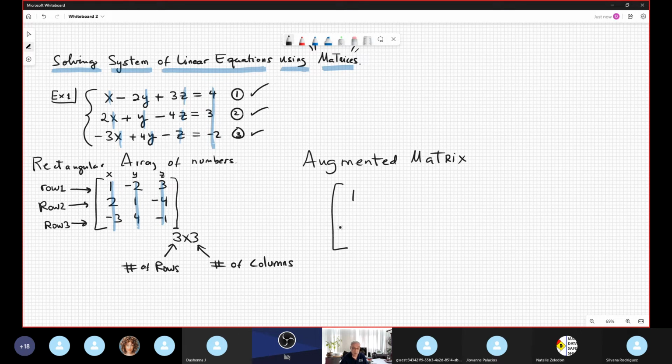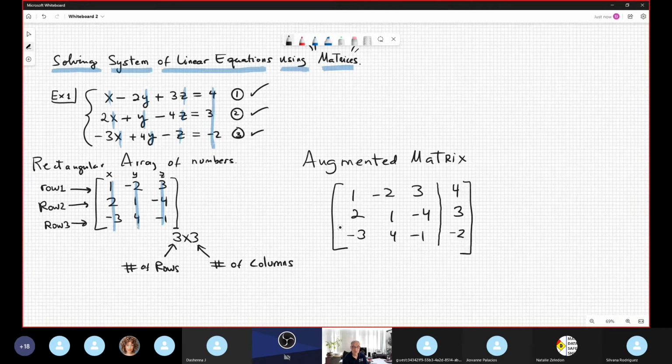the matrix 1, minus 2, 3, in this example, 2, 1, negative 4, minus 3, 4, and negative 1. And you normally separate with a vertical line. And here you copy the right-hand side numbers, 4, 3, and negative 2. And this is called the augmented matrix. It is the matrix formed with the coefficients in front of the variables, plus one extra column with the coefficients in the right-hand side.